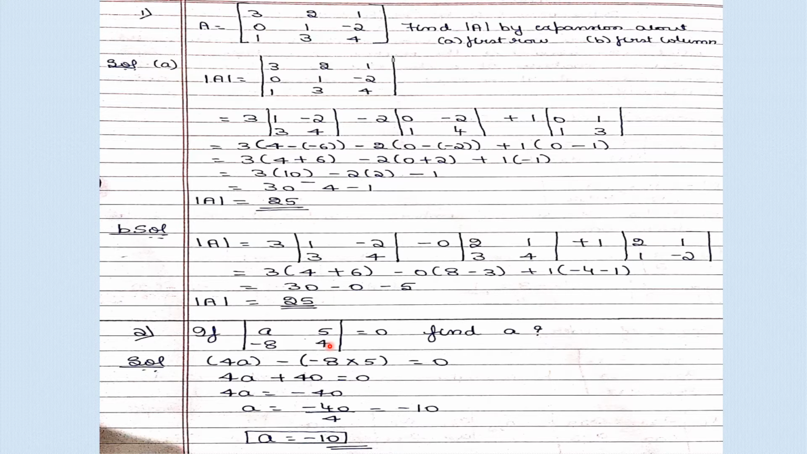The second problem, if a minus 8, 5, 4 is equal to 0, you should find out a. So very simple, 4 into a will become 4a minus, then 5 into a minus 8 will become minus 40. So minus into minus 40, no, minus into minus will become plus. So 4a plus 40 is equal to 0. 4a is equal to minus 40. Why? Because this will go to the RHS, plus will become minus. A will be minus 40 divided by 4. Your a value will be minus 10.